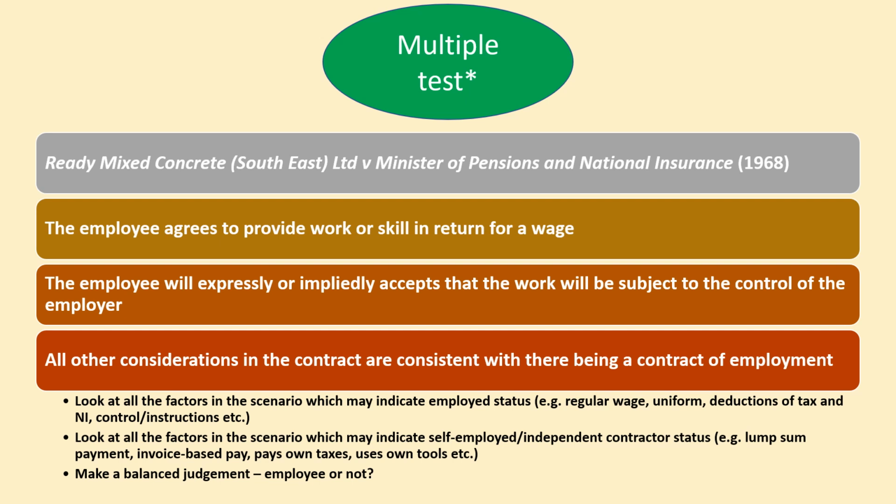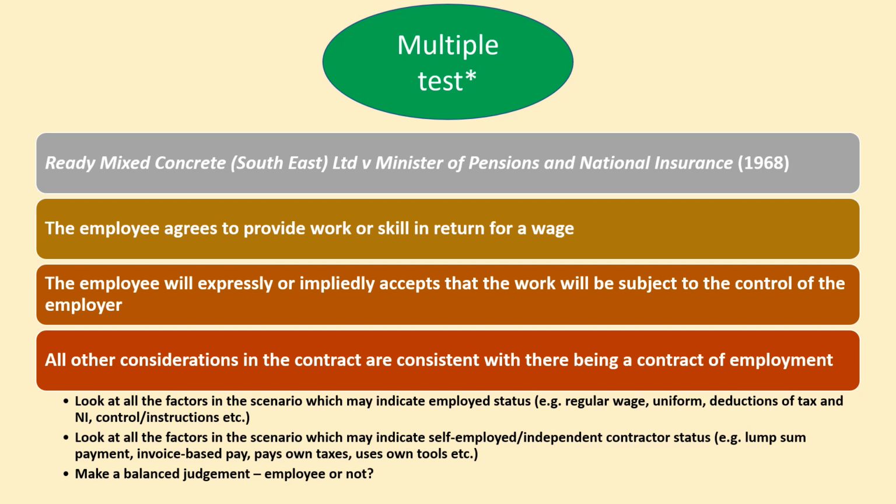Now what we can glean from this then is the first thing we need to think of is the employee, or does the employee agree to provide a work or skill in return for a wage? Now in most cases that's going to be yes. The employee then will expressly or impliedly accept the work is subject to some sort of control of the employer. So obviously the more control they exert, the more likely they are to be an employee. The less control they exert, the less likely they are to be an employee and therefore an independent contractor.